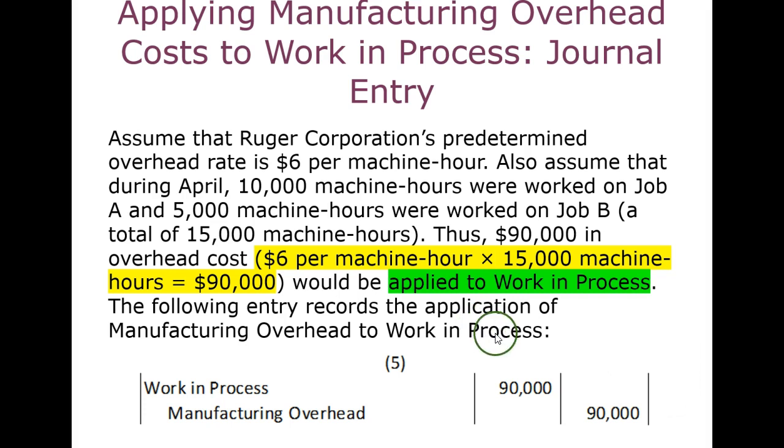What we're showing here is that as we apply overhead, like I just mentioned, in this case, the example that was in your book, $6 per machine hour was the predetermined overhead rate times 15,000 machine hours. They're using machine hours in this example, not direct labor hours. Multiply these two to get $90,000. So once you get the total amount of applied overhead that needs to be applied to this job that's in production, you debit work in process for the $90,000 and credit manufacturing overhead for the $90,000.